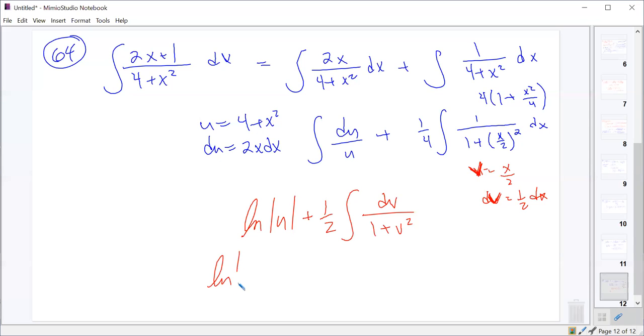So we got natural log absolute value of 4 plus x squared plus 1/2, and then this integral is inverse tangent of v, and v was x over 2 plus our constant. And they cleared off the absolute values on this because 4 is positive and x squared is always positive, so the absolute value is redundant. So it looks like that's choice D. Everybody good there? Any questions on 64?